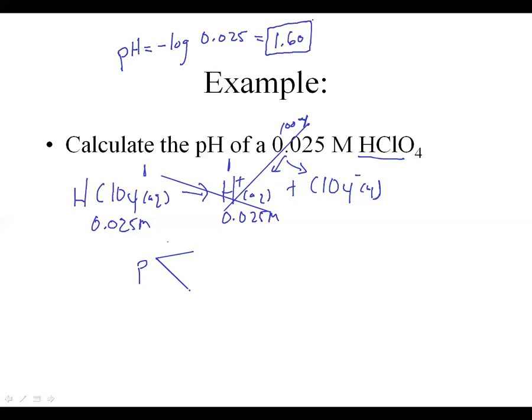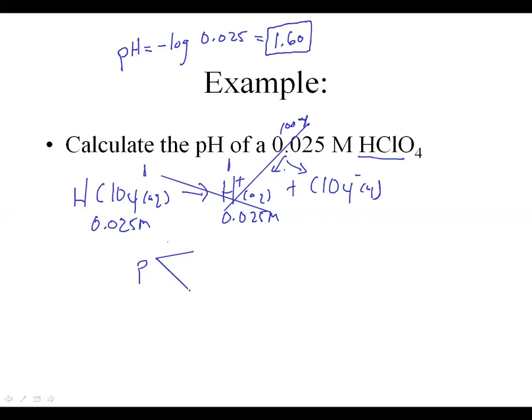So again, if you're given a strong acid or strong base, you just need to figure out either the H plus concentration for the strong acid and then go into the pH equation, or the OH minus concentration from the strong base and go into the pOH equation.